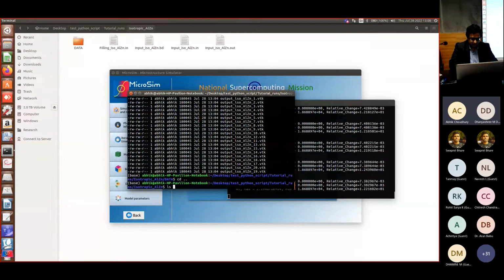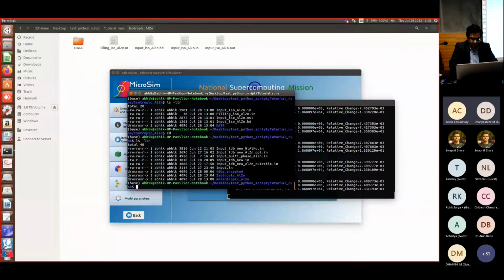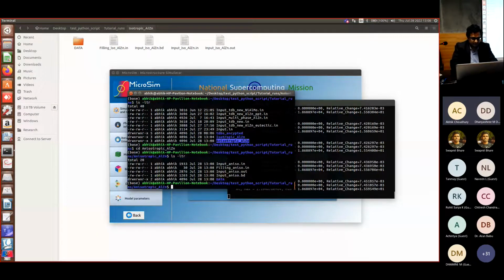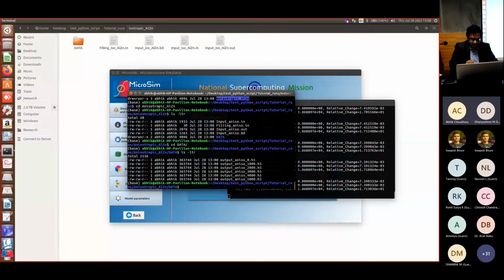So you need to navigate to that folder. I'm doing that. So there's a folder here, anisotropic ALZN. So I'm going to go there. And you see the data folder there. And you see files are getting written now.